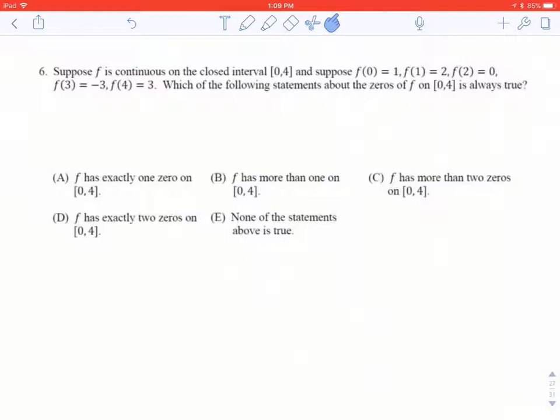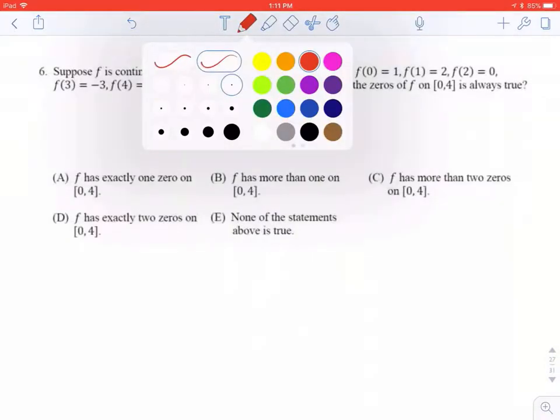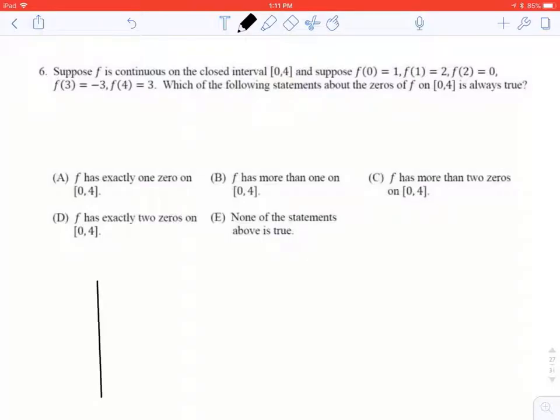Suppose f is continuous on the closed interval from 0 to 4. Just going to draw something real quick, an x and y coordinate plane. I'm going to do this twice because I've done the problem before. So it's continuous on the closed interval from 0 to 4. I'm thinking intermediate value theorem again, since it mentioned closed interval.